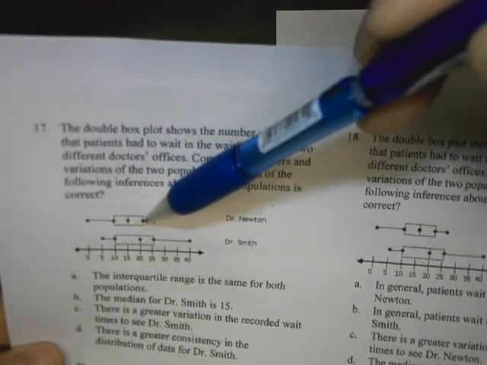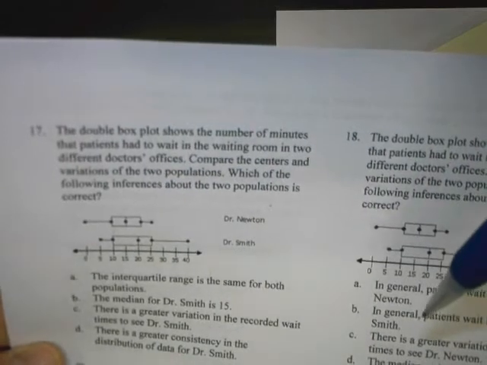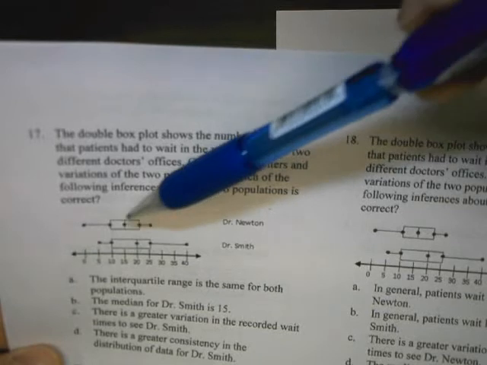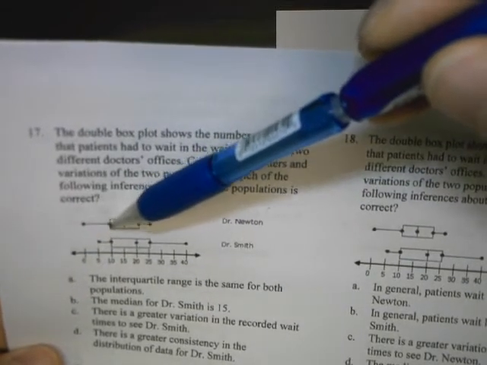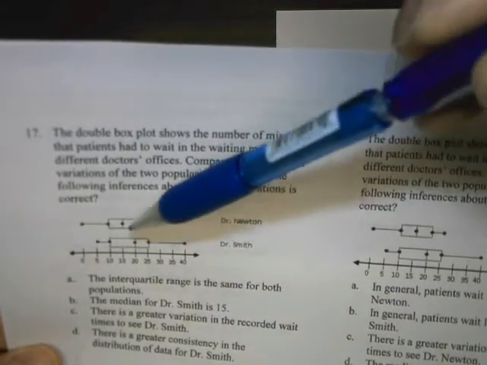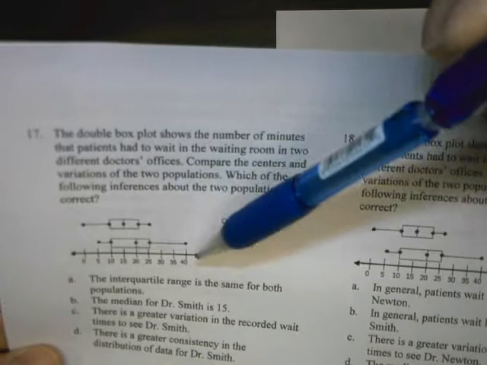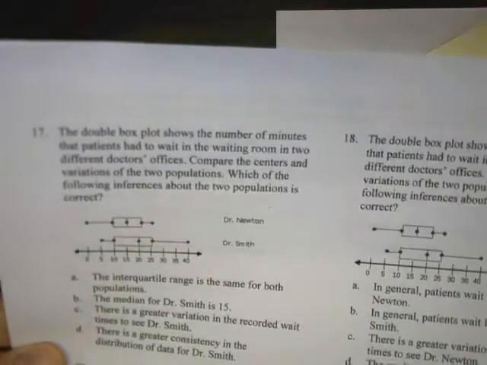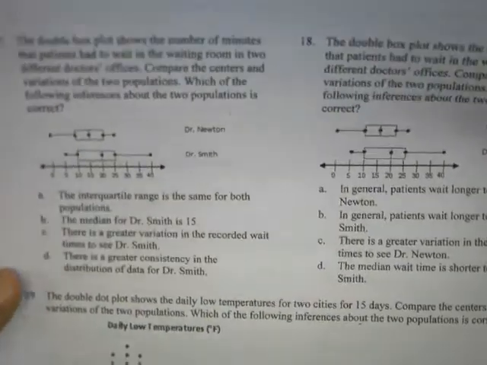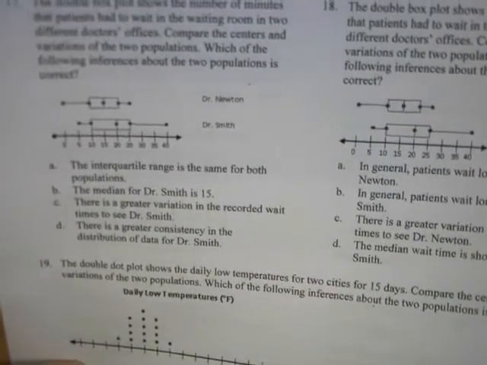Interquartile range means you go to the ends of the boxes, go down and see those numbers, and if you subtract those two, do you get the same number? Well, I can physically see they're not the same. Dr. Newton, his first quartile there is 10. Dr. Smith is also 10. Dr. Newton's third quartile, the end of the box, is right after 20. Dr. Smith is after 25. So I know that they're not going to be the same when I subtract those numbers. So A is not true. I don't even need to do any work. I can just physically see that.